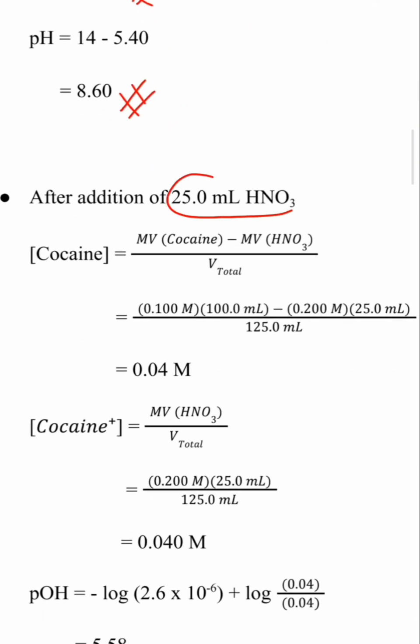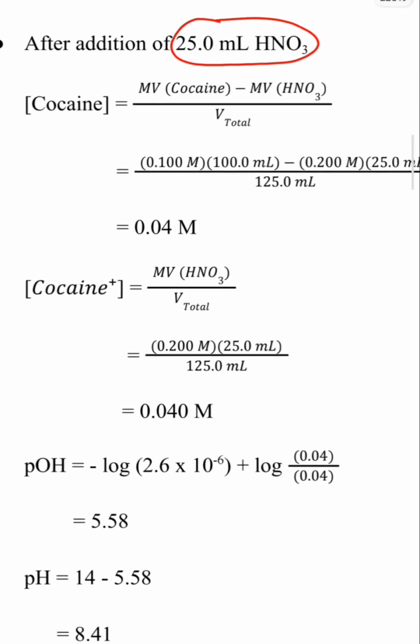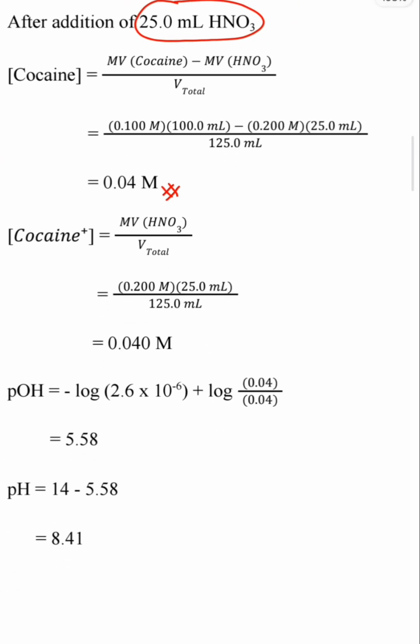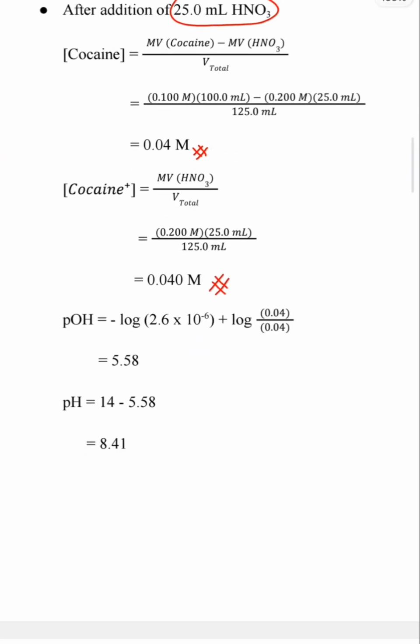We move on to after addition of 25 ml of the nitric acid. The concentration of the cocaine is 0.04 molarity. The concentration of the cocaine positive is 0.04 molarity. Thus, the value of the pOH is 5.58 and the pH is 8.41.